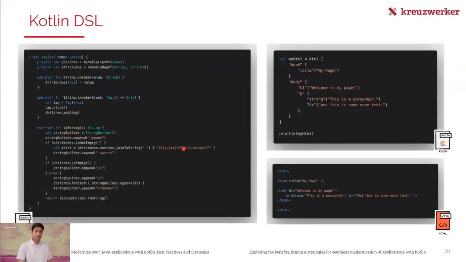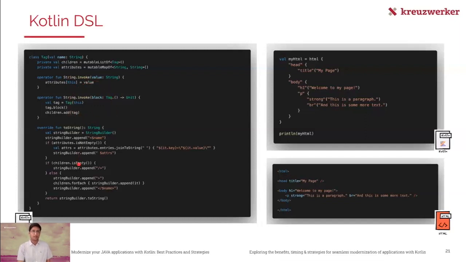Using the previously defined features of extension functions and lambda expressions, Kotlin also allows for the creation of domain-specific languages. A DSL is a specialized language tailored for a specific domain or problem space, allowing for concise and expressive syntax. In the example here, we basically define a Tag class within Kotlin that represents an HTML element. We use operator overloading to provide a concise syntax for defining the tags and their attributes. The invoke operator functions basically allow us to add attributes or nested tags to a parent tag.